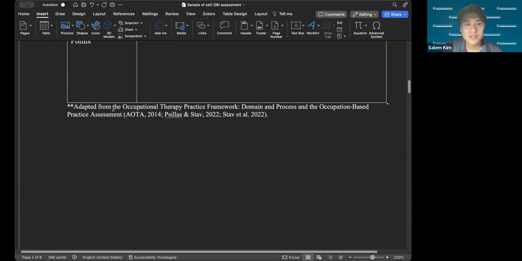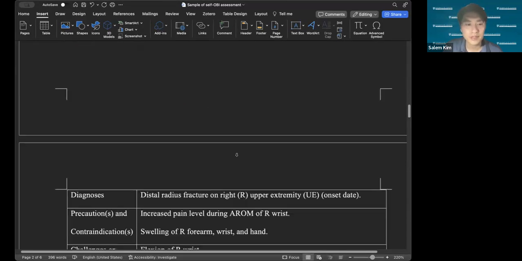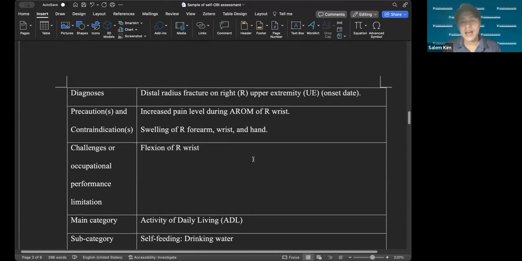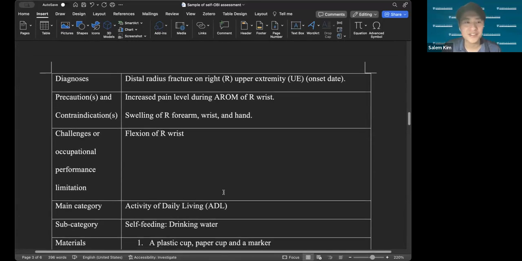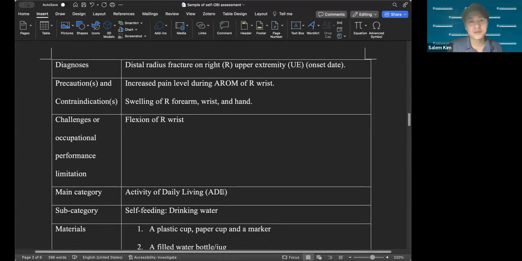Okay, so I just wanted to give credit to the Framework and Domain of Process and the Occupation-Based Practice Assessment here. And I basically just filled this chart, so there might be some errors, but let's go through them together. So let's say there is a client who is currently experiencing a distal radius fracture on the right upper extremity. It's always a good habit to indicate the onset date, and where some of the precautions or contraindications are. Then the challenge of the client. Let's say the flexion of the wrist is difficult, then write all those down.